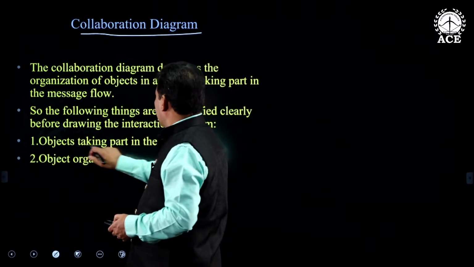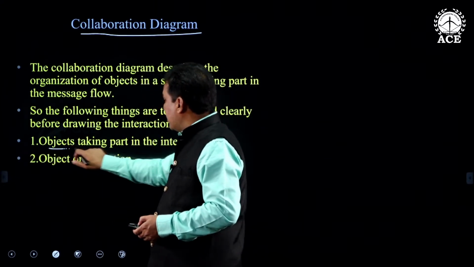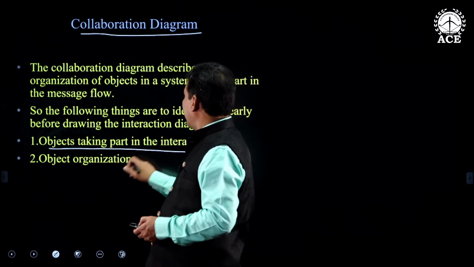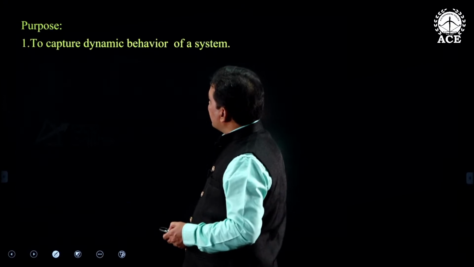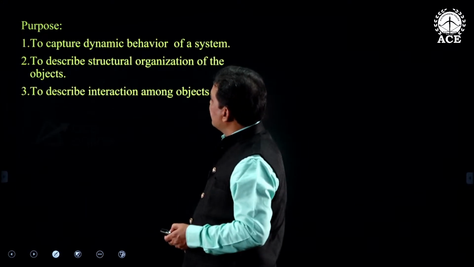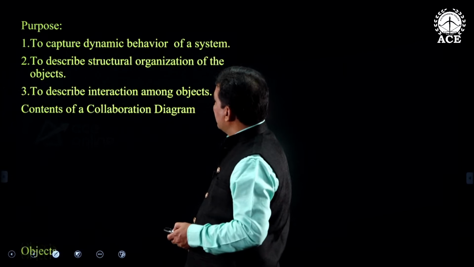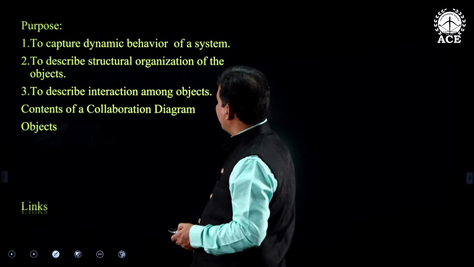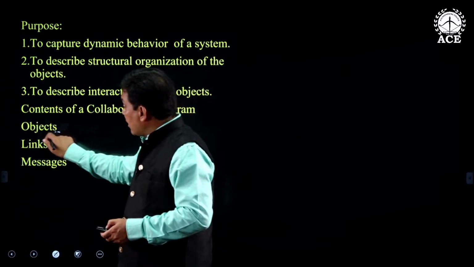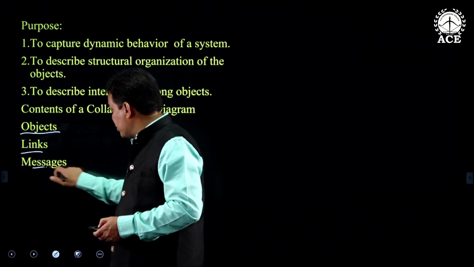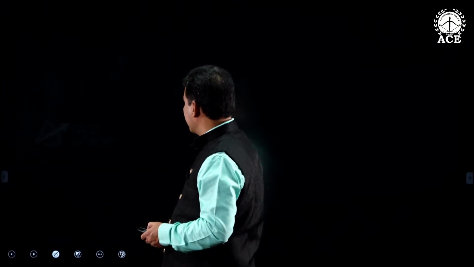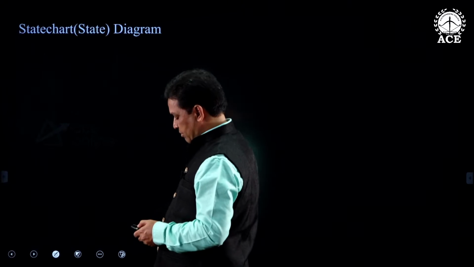So any collaboration diagram consists of what? Objects taking part in the interaction, the structural organization of objects. The purpose is to capture the dynamic behavior of a system, to describe the structural organization of objects, and to describe interaction among objects. The contents of a collaboration diagram: what does any collaboration diagram consist of? Objects, links, messages.